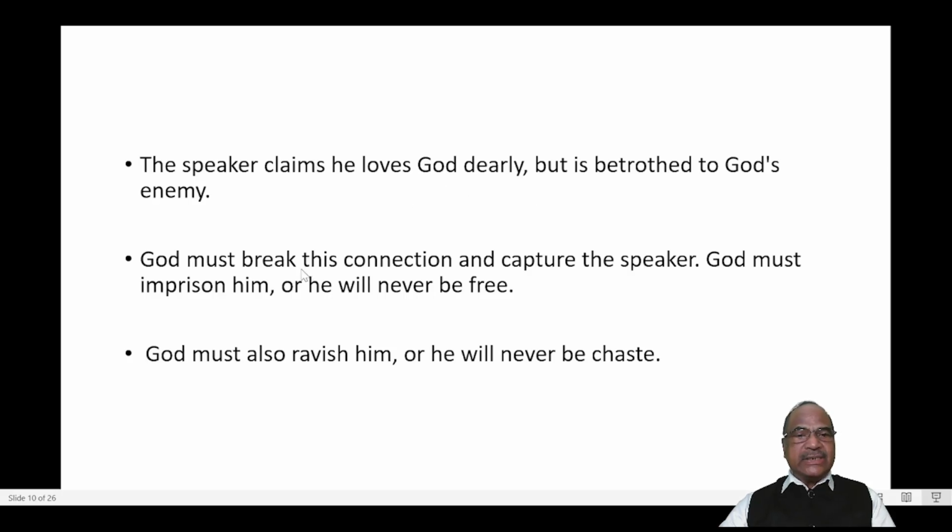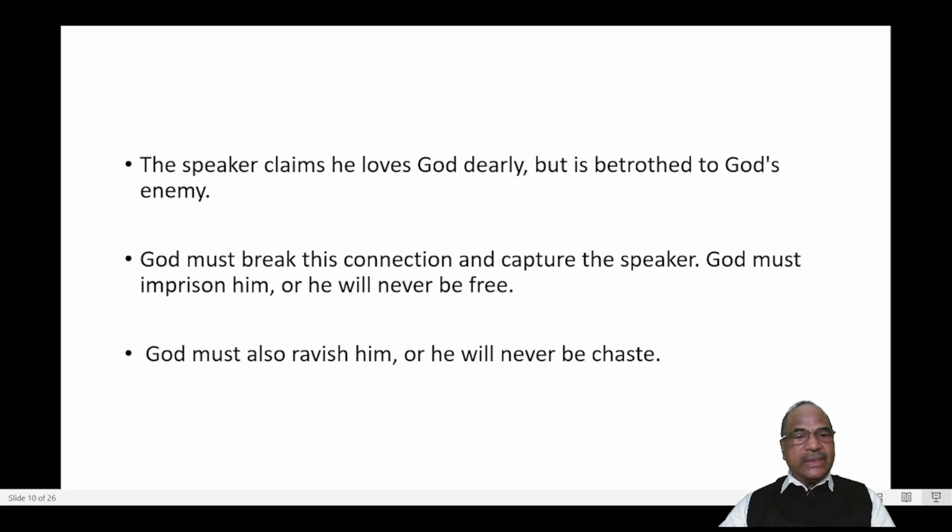Then God must break this connection and capture the speaker. God must imprison him or he will never be free. Here also you can see a paradox. If one is imprisoned, he will be cordoned, cribbed and confined. But please note that if God is imprisoning a person, he will become free.